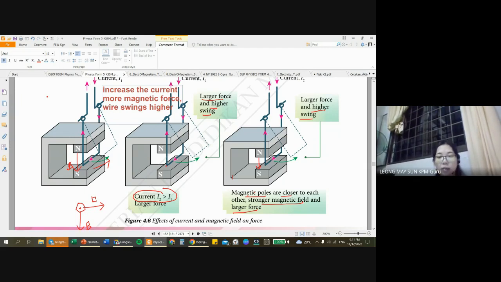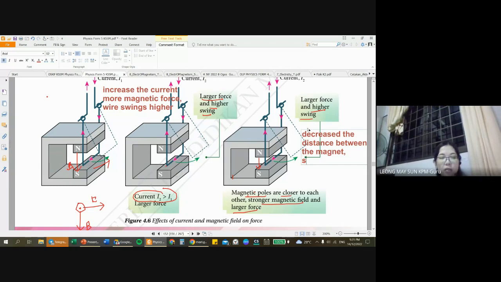Over here, they actually changed the distance. They decrease the distance between the wire and the magnet. So when they decrease the distance between the magnet, it will create a stronger magnetic field. With a stronger magnetic field, the same current produced will create a larger magnetic force, and therefore it will swing higher again.